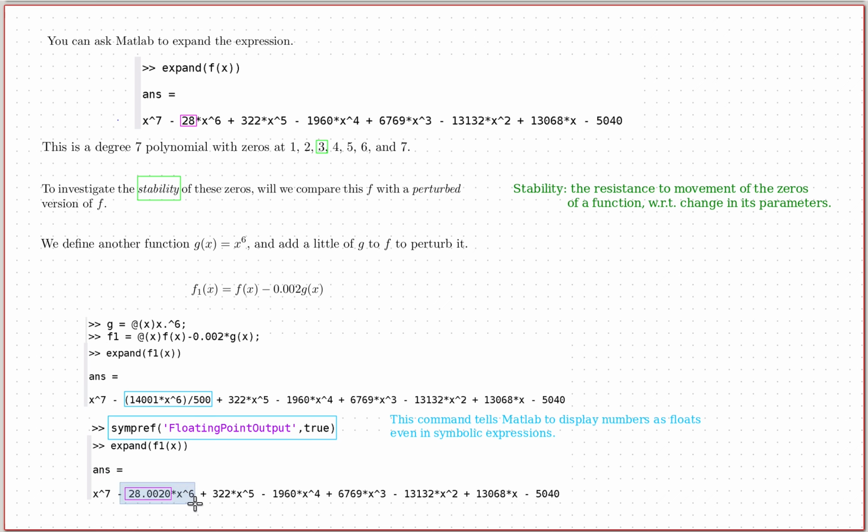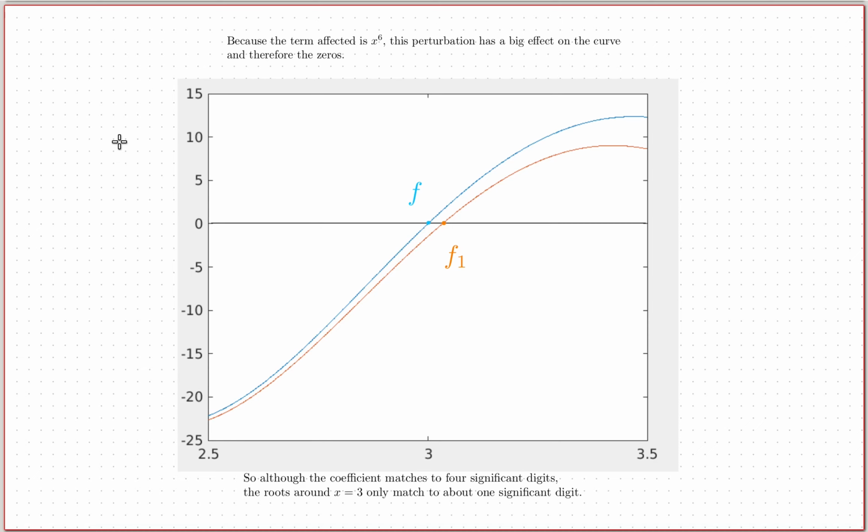Now we can see that the two functions, F1 and F, differ only in this coefficient of x to the 6th, right? And the difference is very small. The original one is 28, and the new one, F1, is 28.002. So just a very slight difference, which is what we mean by the perturbed version of the function. Because the term affected is x to the 6th, for even moderate values of x, this can have a large effect on the value of the function, and therefore, of course, on the zeros.